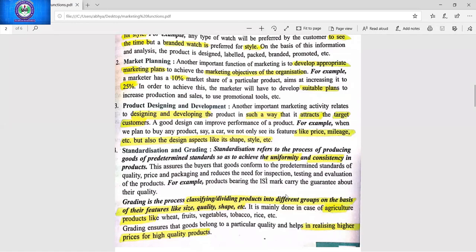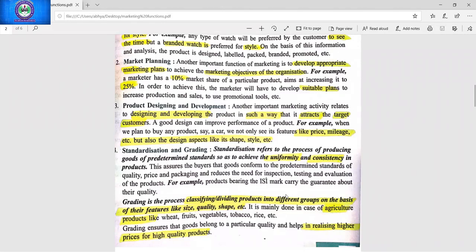So grading can be done when all units cannot be the same, where standardization is not possible. How can we do the standardization of rice? Because all the danas of rice will not be the same, all grains of the wheat will not be the same. So standardization is not possible. So their grading is done.